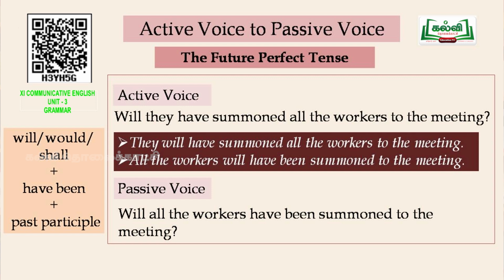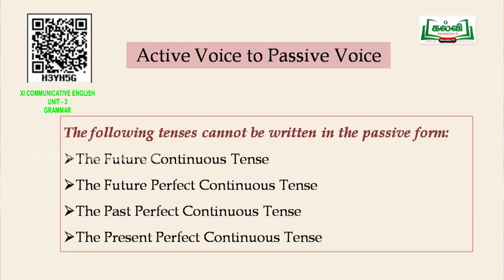Now in my question the verb is will have summoned. In the answer, in the passive, it changes to will have been summoned. So the answer is all the workers will have been summoned to the meeting. Again you can omit by them. So how do I convert it into the interrogative? I take the helping verb, the auxiliary will, to the beginning. So, will all the workers have been summoned to the meeting? Question mark. So, again future perfect continuous has no passive form.